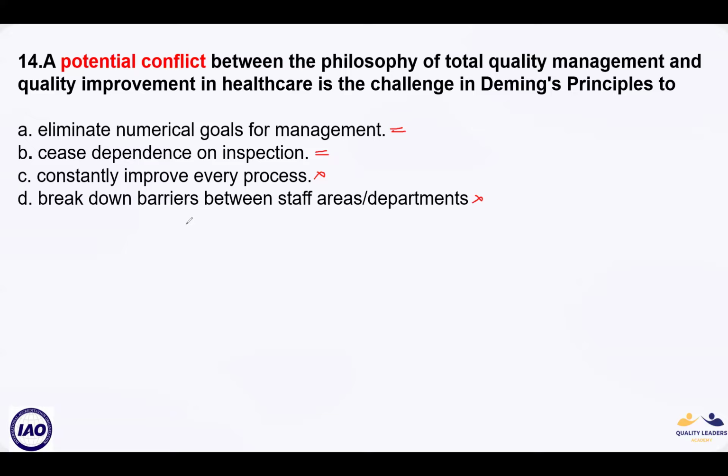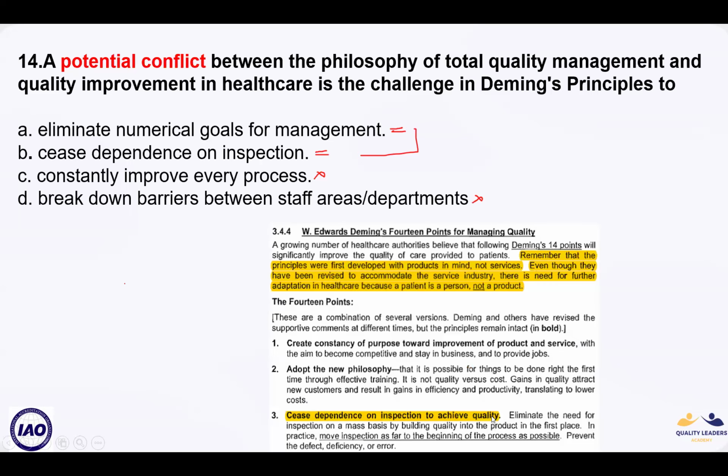So there's a sort of conflict between these two options. Eliminate numerical goals for management, cease dependency on inspection. But here, remember, cease dependence on inspection to achieve quality.